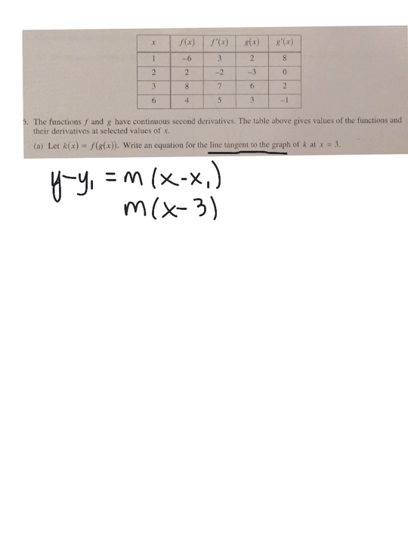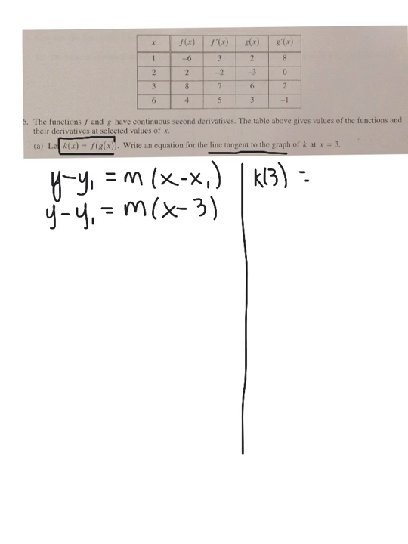So not only do we have to find the slope, but we also need to find the y1 because they did not give us that. However, let's see. We wanted the line tangent to the graph of k. Well, they did give us this, didn't they? So let's see what we can do with that. So I basically am looking for k of 3, which would be f of g of 3. So the first thing that we have to figure out is what is g of 3. Well, that's easy enough. There it is right there. It's 6.